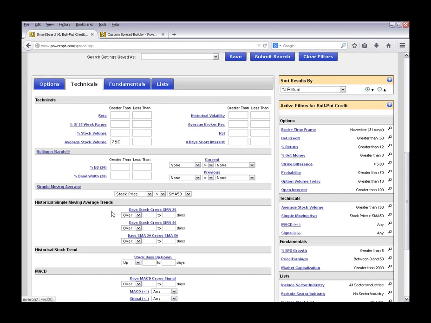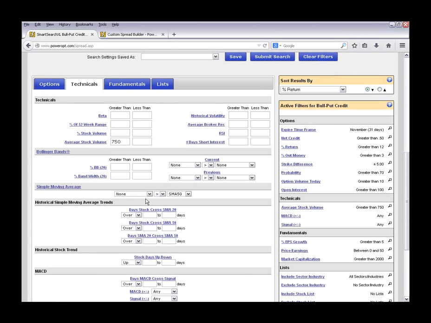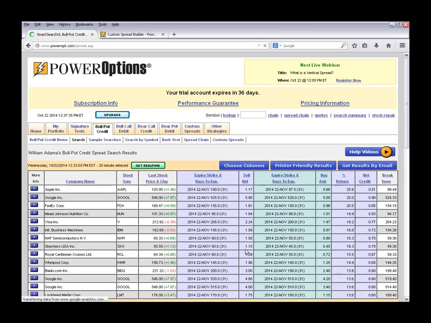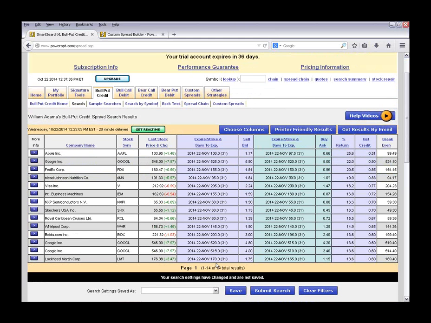So I could open up my search results more by removing that, just telling the system that we're going to go back to none versus none. We're not going to use any simple moving average, and submit it. Okay, so now we have 14 results. So that's telling us that even with the increase in volatility, we're not seeing a lot of positions that are matching our return with our range out of the money.